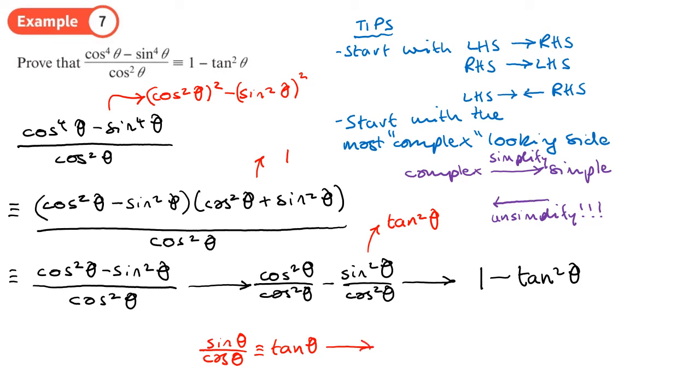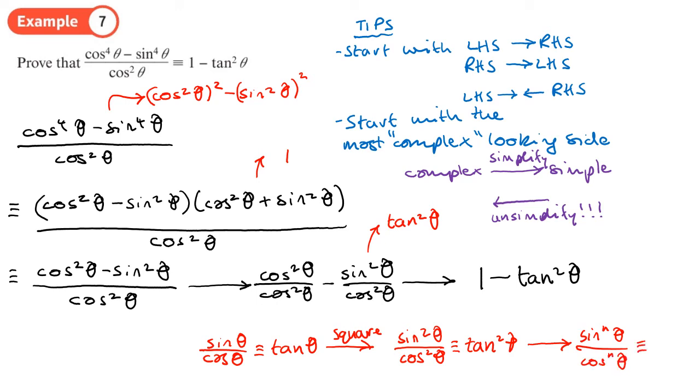Well, then what happens if you square both sides? Well, if you square both sides, you're going to get sine squared over cos squared, because you square the top and the bottom, is tan squared. Yeah, and the same would be if you cubed it or did to the power 4. And you could say in general that sine to the power n theta over cos to the power n theta is tan to the power n theta. Yeah, so that identity will be true for any power.